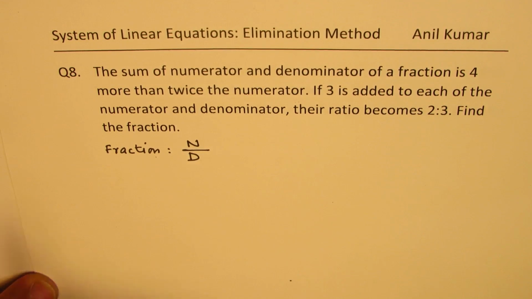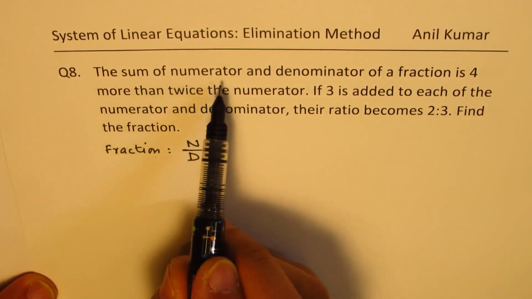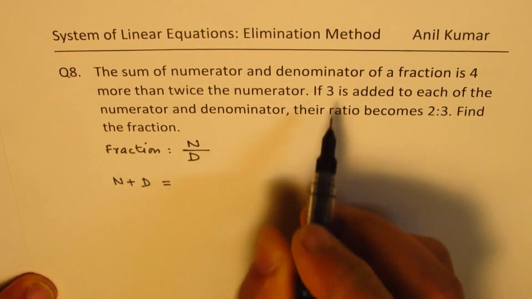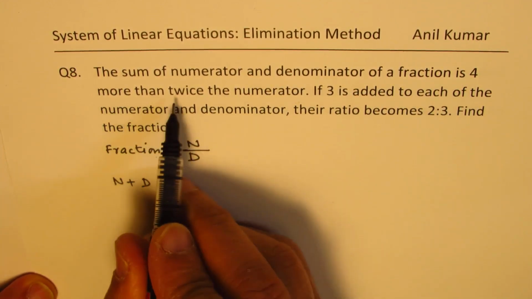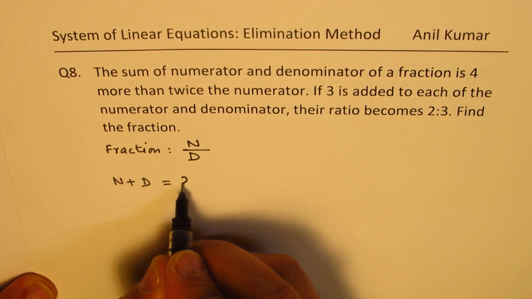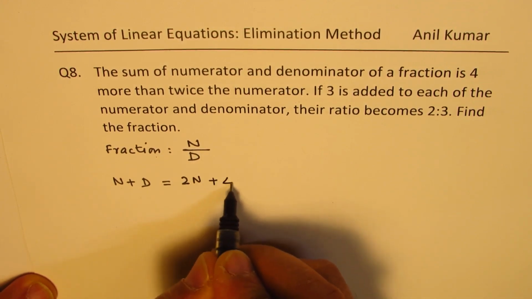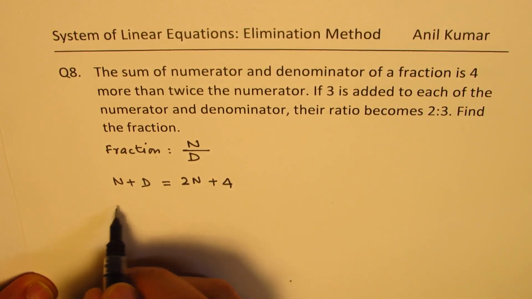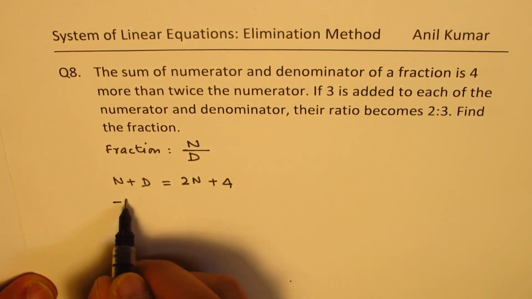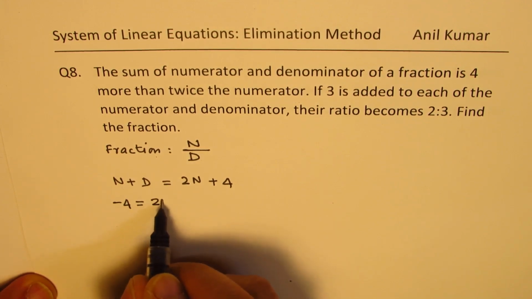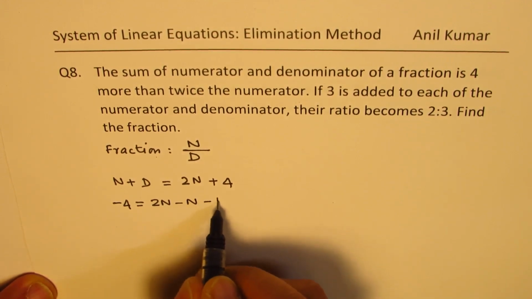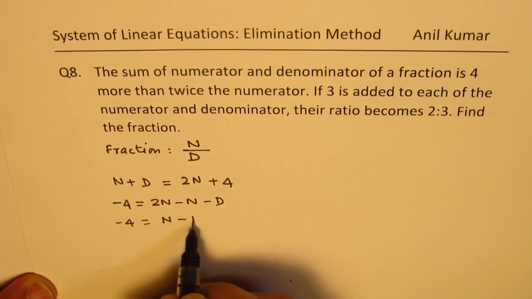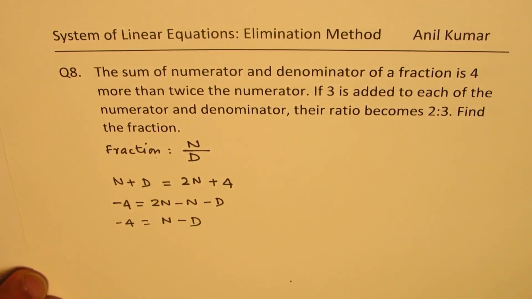Now, let's try to write down the equation. It says sum of numerator and denominator, that is numerator plus denominator, is 4 more than twice the numerator. So we'll do 2 times numerator plus 4. Okay, so let's reorganize. We can always write this as bringing 4 to this side, minus 4 equals 2n minus n minus d, or minus 4 equals n minus d. So that becomes our equation number 1.